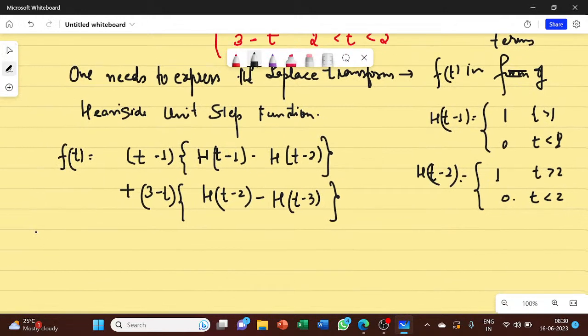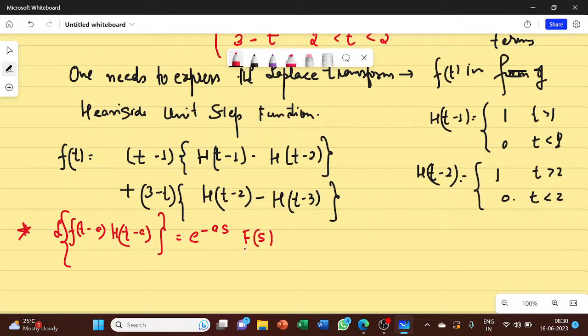Now, if I am supposed to find the Laplace transform of this, I told you prior to this question that I have to use my second shifting theorem. So here I am writing my second shifting theorem again. The second shifting theorem says that the Laplace transform of f of t minus a into h of t minus a is simply equal to e to the power minus as into capital F of s. So this is how it is.